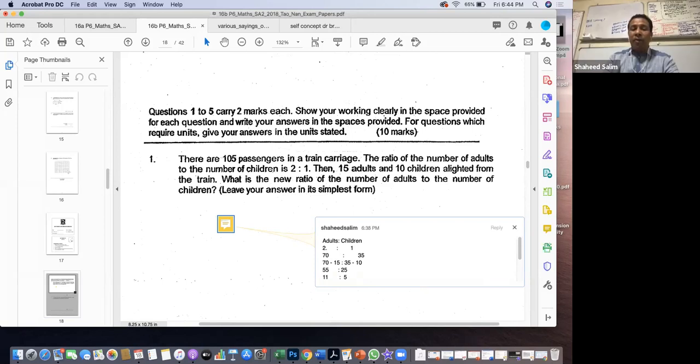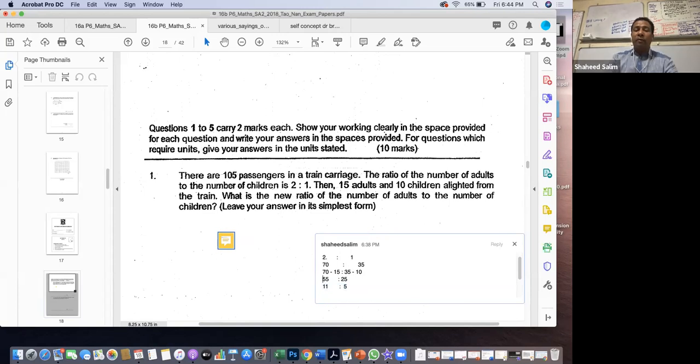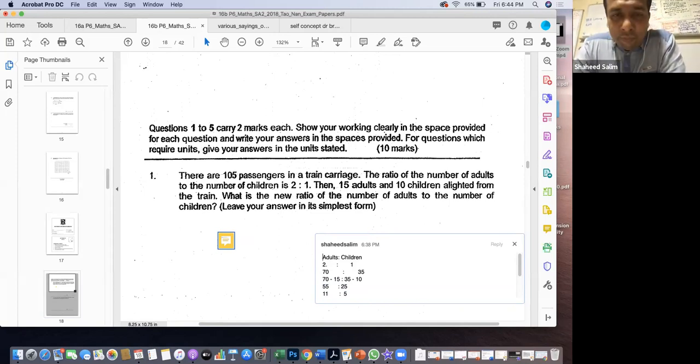And both of them can divide by 5. 55 divided by 5 is 11. 25 divided by 5 is 5. So the answer is 11 is to 5. Okay? All okay? It's not too tough.